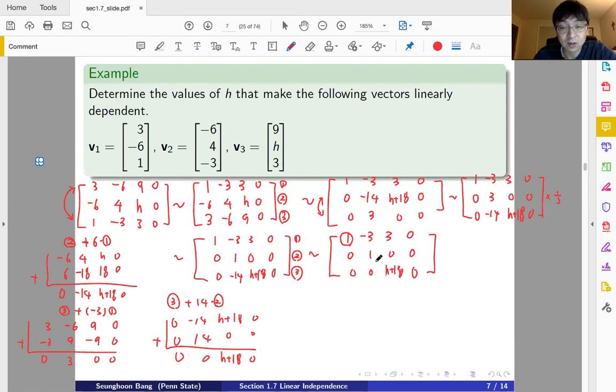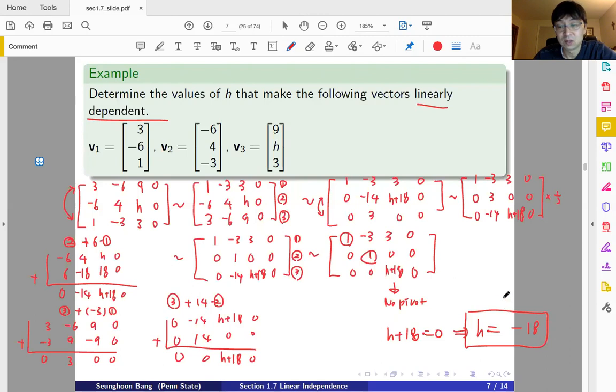First column has a pivot. Second column has a pivot. So this is what? Linearly dependent. What does it mean? Third row doesn't have a pivot. No pivot. What does it mean? h plus 18 equal to 0. So h equals minus 18. That's it. So this is the answer of this question.